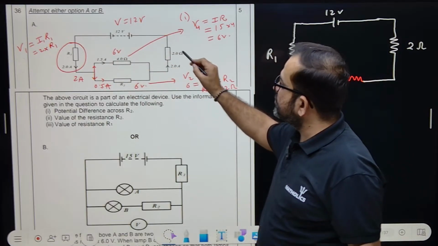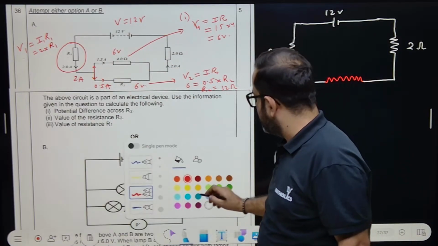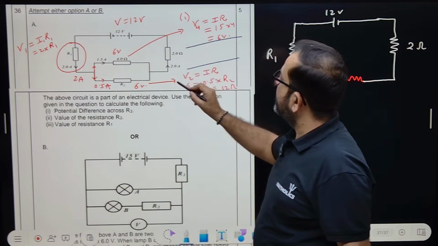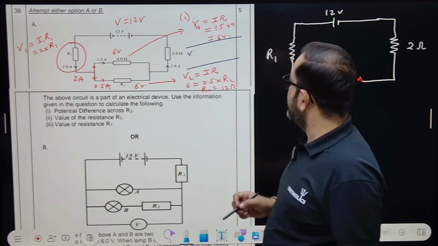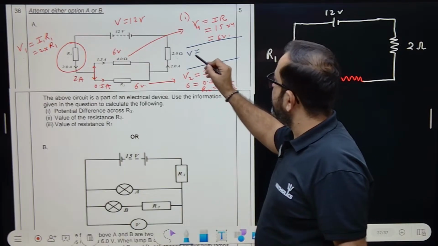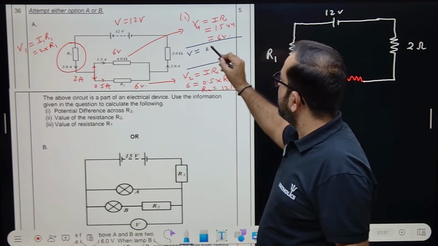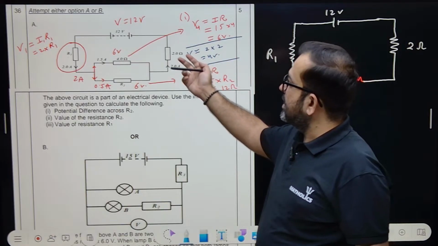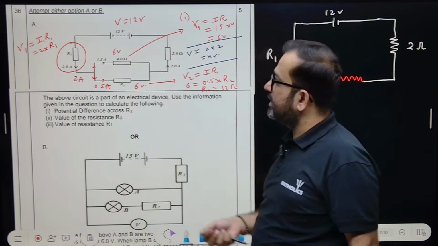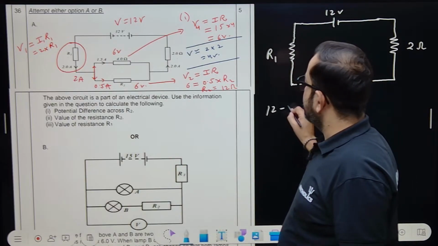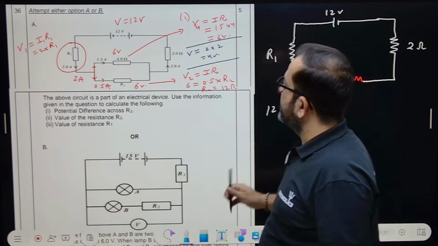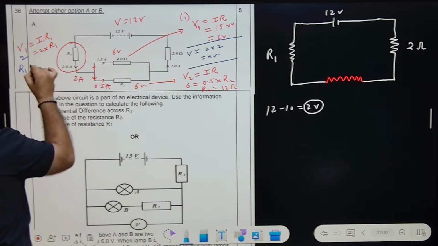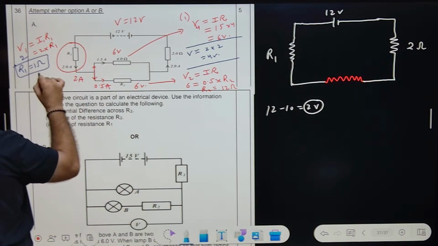I know this is V equals IR. For this, if you calculate V, we have calculated, no. So V equals what? Tell me. IR, I means 2, R means 2, that means 4 volt. Here it is 4 volt. Here it is 6 volt, 6 and 4, 10. So 12 minus 10, that means 2 volt will be the voltage for this. It will be 2. 2 cancel, R1 equals 1 ohm. This is the answer. Got my point?